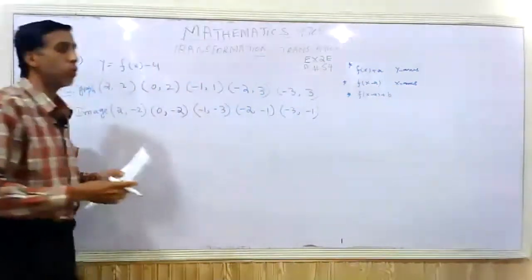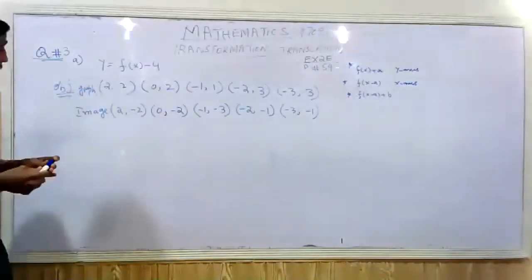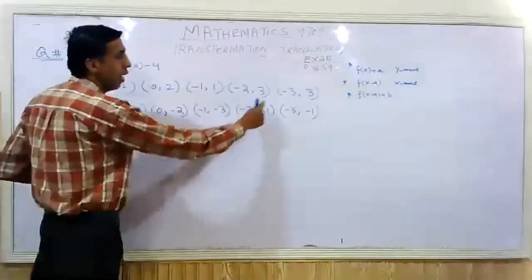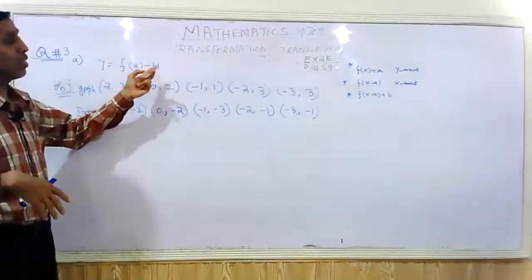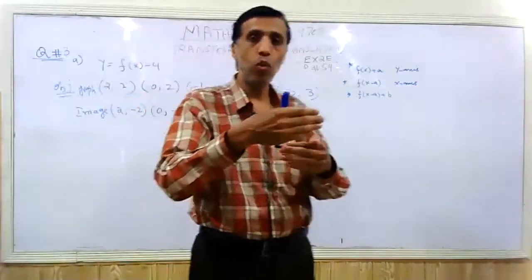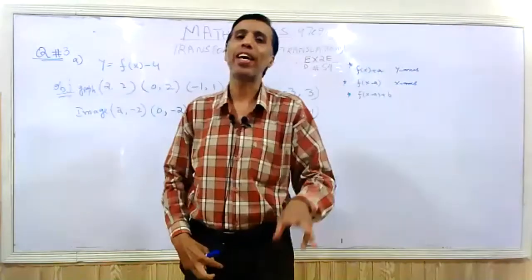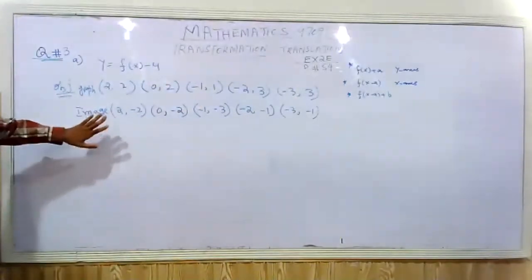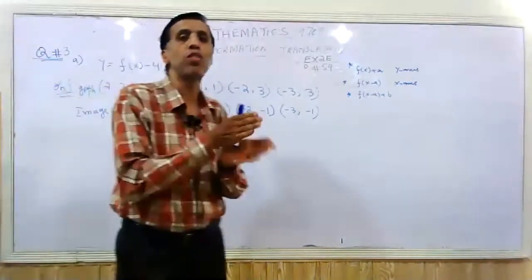What we have observed in this part, just see, all the x coordinates are the same. f(x) minus 4 is along the y axis. So we have to move down 4 units regarding the y axis. And the new coordinates you will get are these, and these coordinates you have to plot on a piece of graph paper.